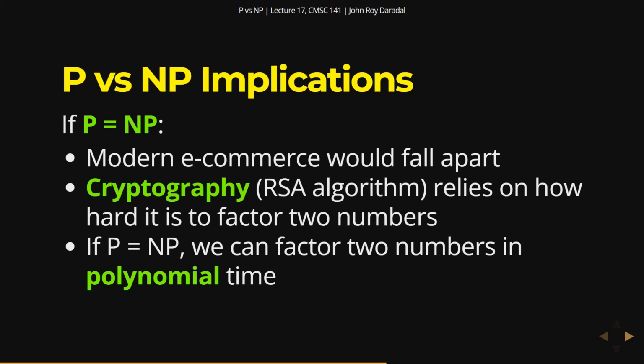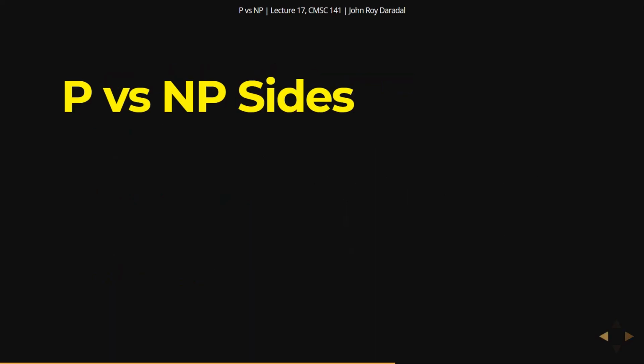Okay, so yeah, it would make modern e-commerce fall apart, because then none of our cryptography algorithms would work. Everything could be intercepted and modified. So that is the downside. If we could prove that P is equal to NP, then the hard problems that make it hard for attackers to do bad things will just become easy. So yeah, that's the implication.